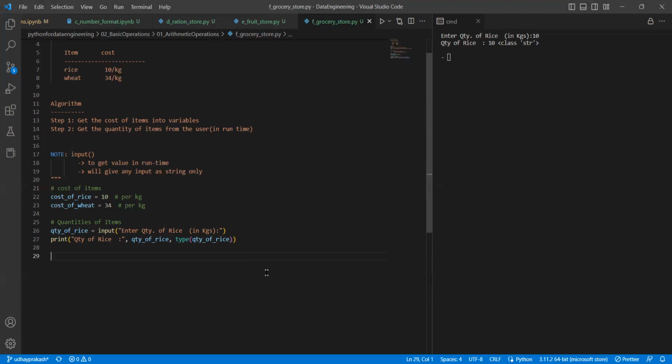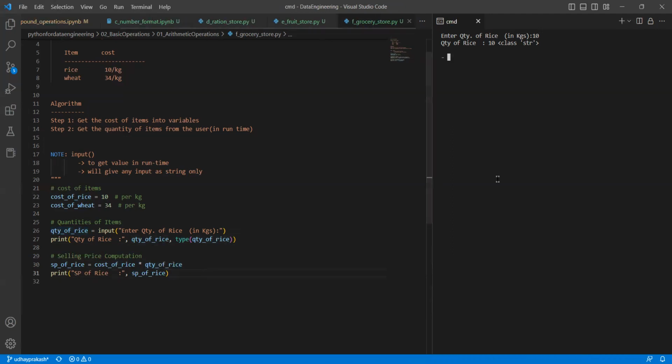You see, let's assume that I got the quantity before even going to wheat. For only rice, if I want the selling price, then what do I do? Cost of rice into quantity of rice, right? That's what we expect. If I execute the same thing again, say I want the quantity of rice as 5 kgs. See what is the price?